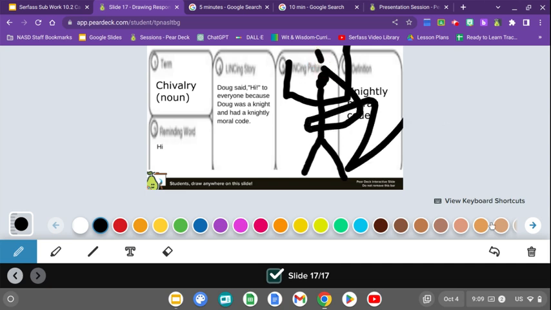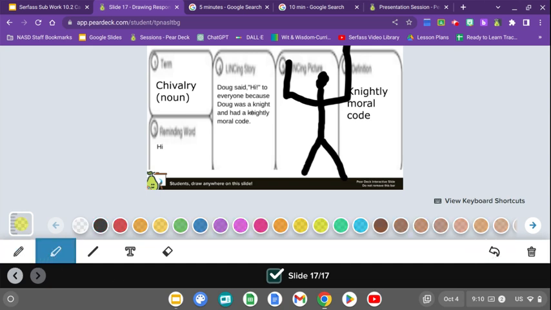And there he's saying hi to us, right? Again, this is to help us memorize the word chivalry. We got the word high as a reminding word and knightly moral code as our definition. Please make this final slide look like yours. You may go back to 16 if you did not finish the word search.